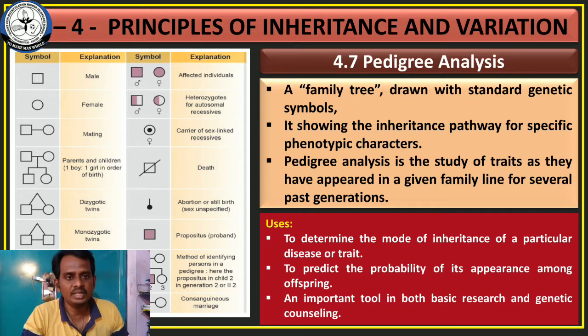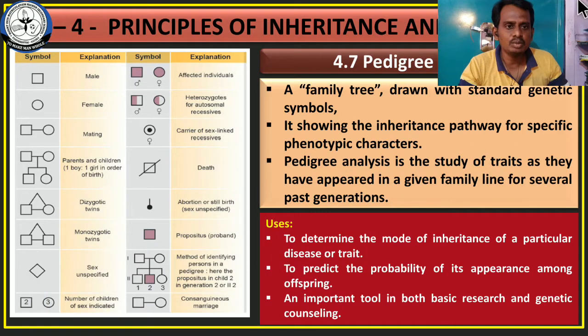Okay, so pedigree chart or pedigree analysis, it helps to find the genetic pathway or inheritance pathway of a specific phenotypic character. Okay, what are the uses of this pedigree chart? To determine the mode of inheritance of a particular disease or particular trait. This is the first main thing. We can easily find the transmission of the character. To predict the probability of its appearance among the offspring.